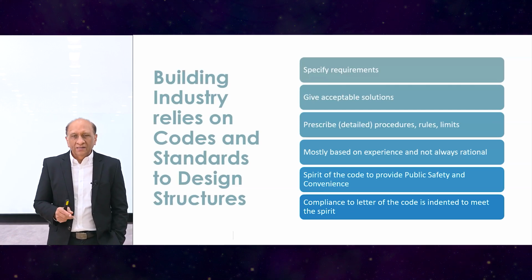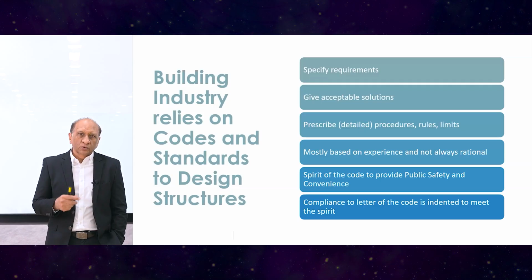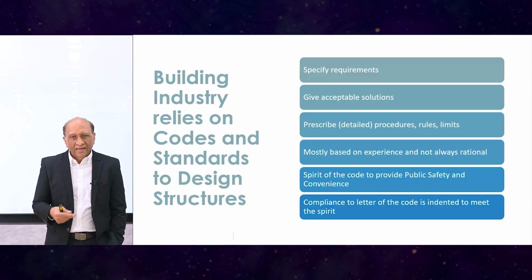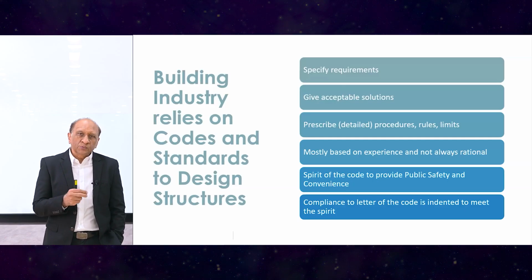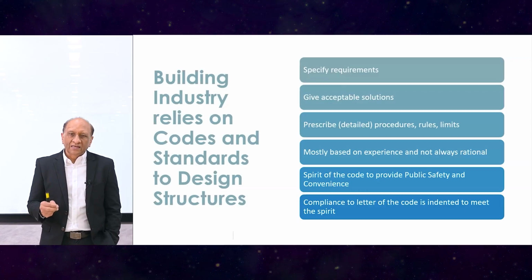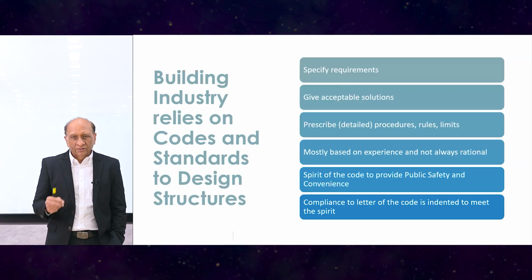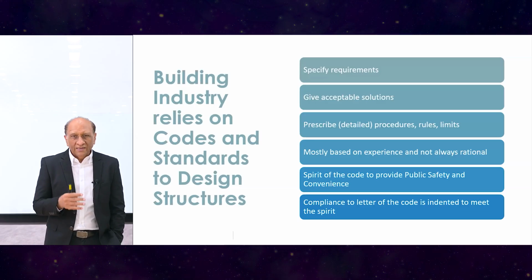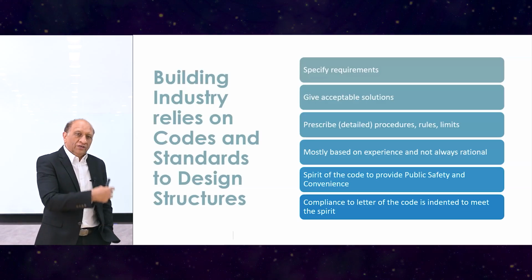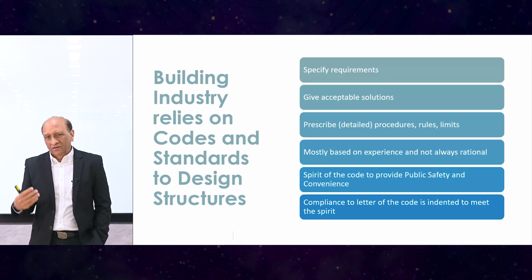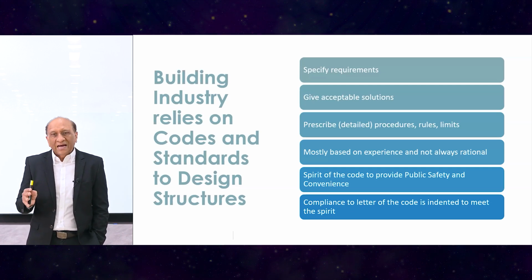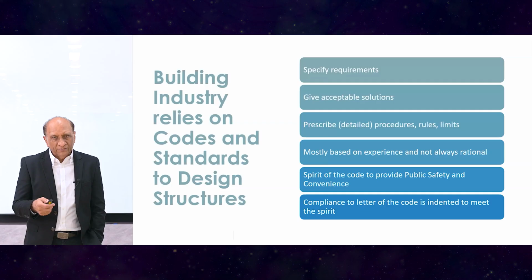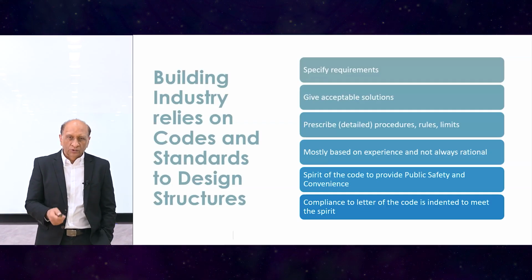But the spirit of the code is very clear. They are interested in public safety. They want to make sure that the structures, when they are designed, are safe for the public and also convenient to use. That is the spirit of the code. And the intent is that if you follow the code provisions, or the letter of the code, then that will meet the intent or the spirit of the code. That's the confidence that we have in the codes. If we follow the code, we should get a reasonable, safe, or well-performing structure. But now we know that that's not always the case, and we have discussed in earlier webinars why that is not so.